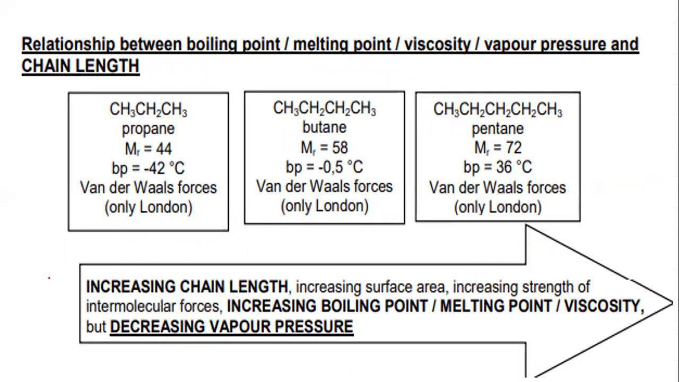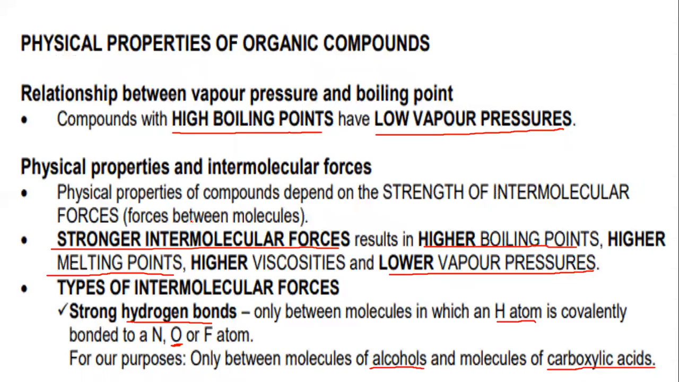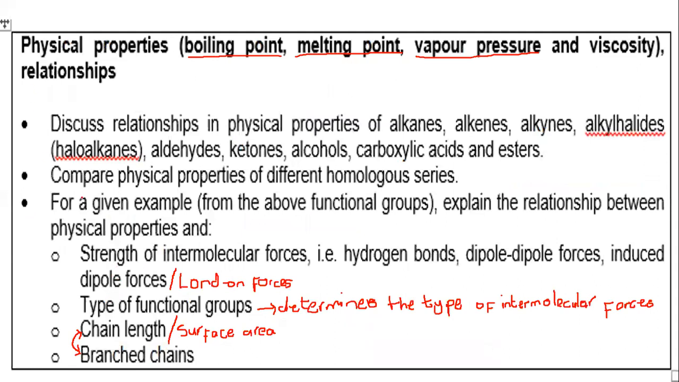Now, I want to teach you what our examination guideline tells us. Remember, according to the examination guidelines, for a given physical property, or any of these functional groups, we must be able to explain the relationship between physical properties and the strength of intermolecular forces, the type of functional groups, the chain length, and the branch chains. So now we are dealing with this section of the work that the examination guidelines require of us to know.